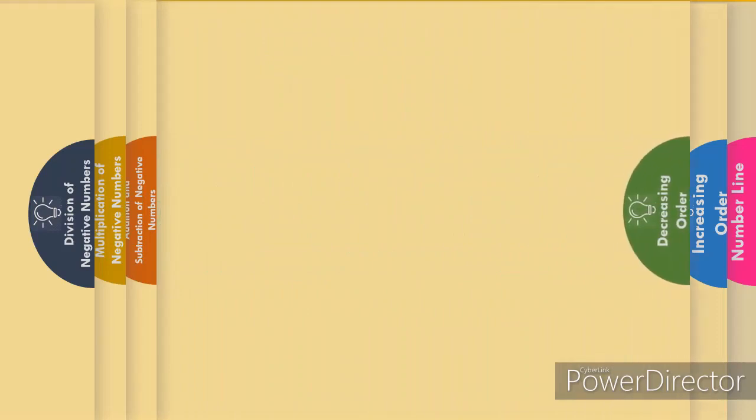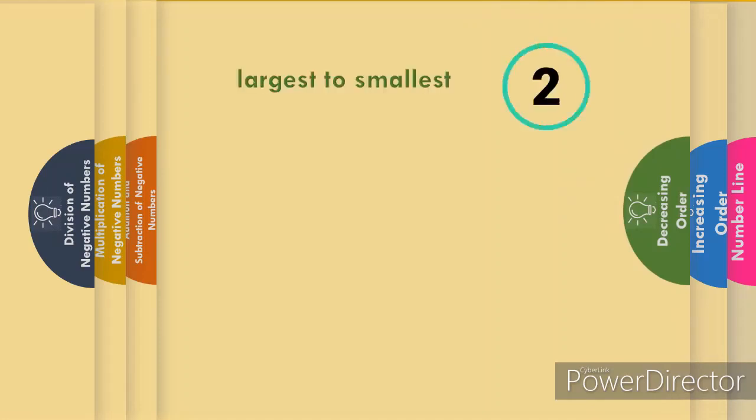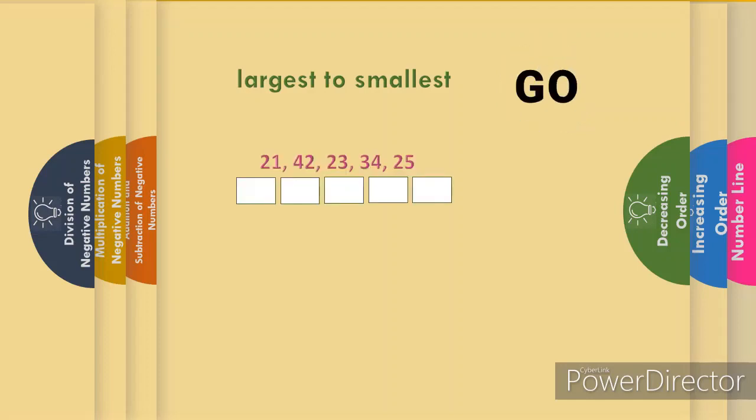Let's have the decreasing order. When we say decreasing order, this is the arrangement of numbers from largest to smallest, like 3, 2, and 1. Given, we have 21, 42, 23, 34, and 25. The largest number is 42, and the smallest number is 21. Therefore, the answer is 42, 34, 25, 23, and 21.